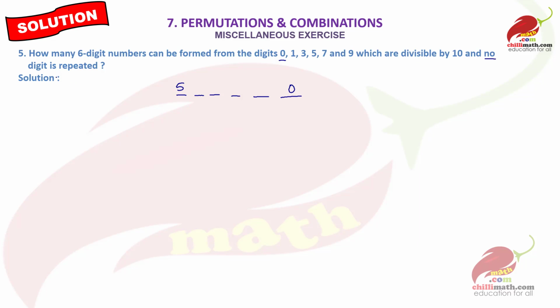And no digit is repeating, so for the second place we will be left with 4 numbers, then 3, then 2, then 1. This is the fixed one. So therefore the number of 6-digit numbers that are divisible by 10 will be 5 into 4 into 3 into 2 into 1, that is 120. That's your answer.